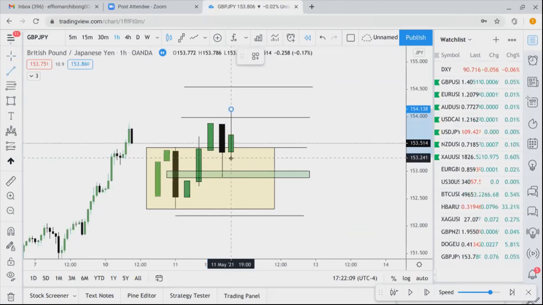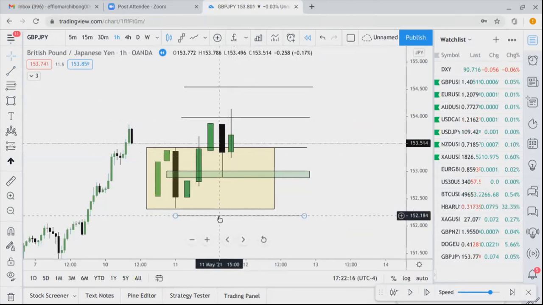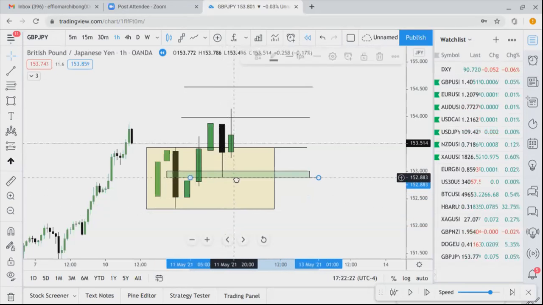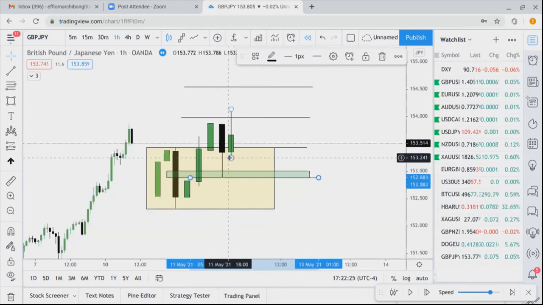Let's assume this is what the market did. Now the market has come from here, hit your take profit one. What you want to do next is take this, move your stop loss to break even, and then take some money off the table. Then you want to see how far the market is going to go. That is what you want to do as a trader.